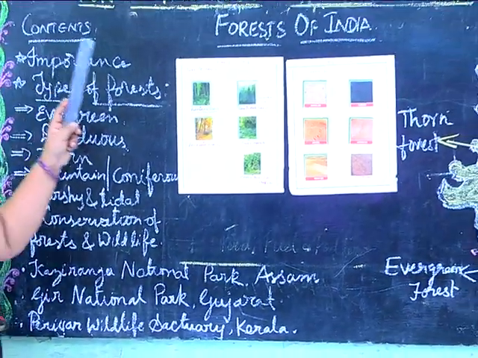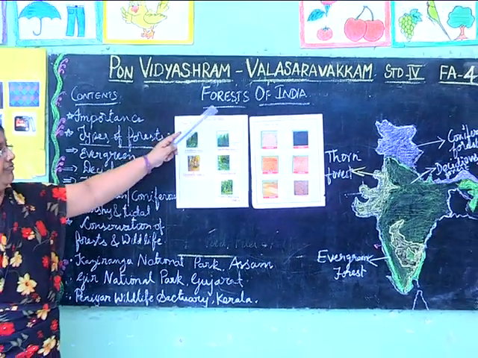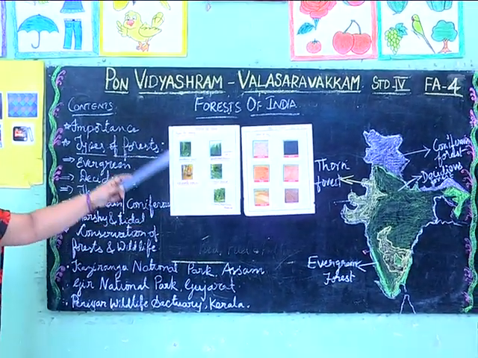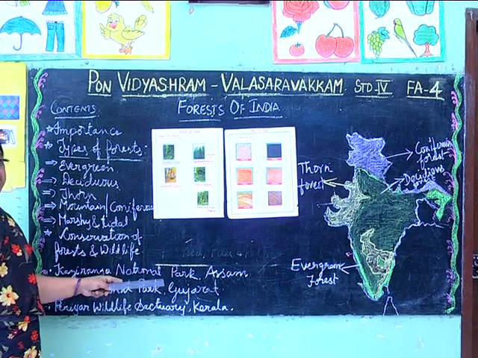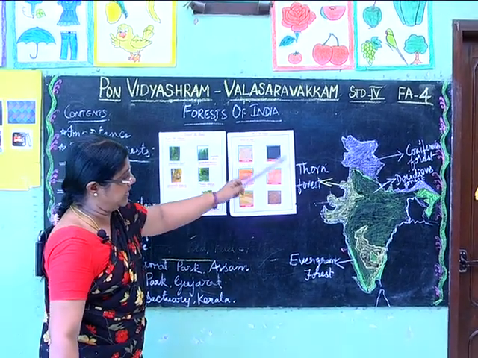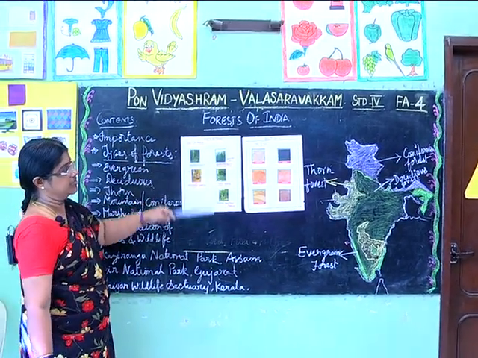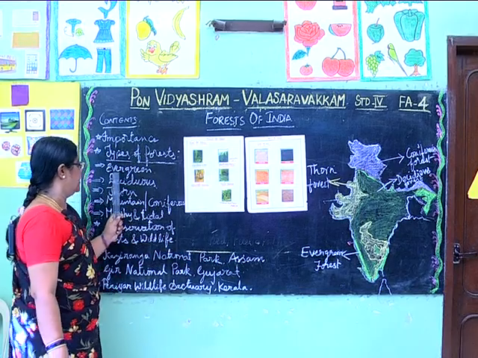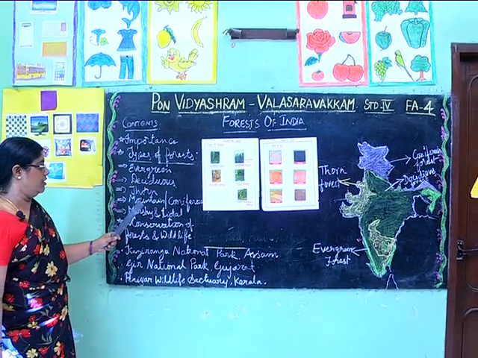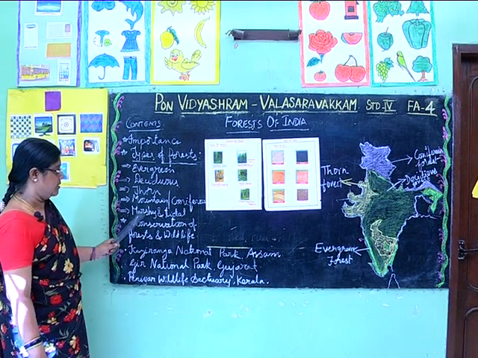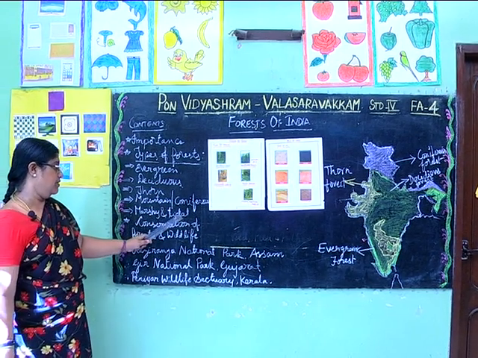So let us recall Forest of India. Forest of India, the natural vegetation grown without man's effort all over the country, is called Forest of India. The different types are evergreen, deciduous, thorn, mountain or coniferous forest, and marshy and tidal forest.